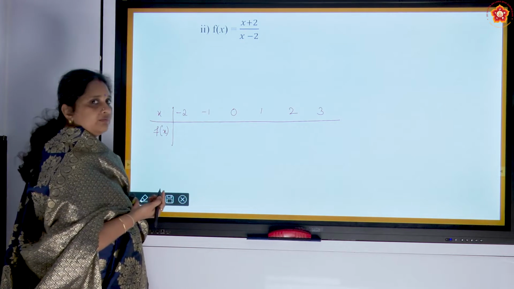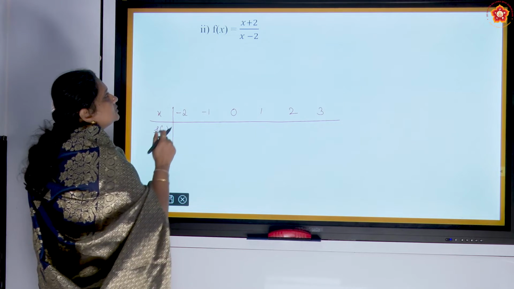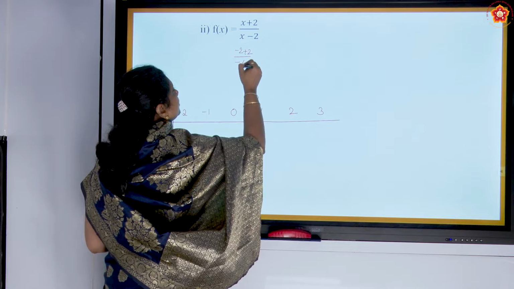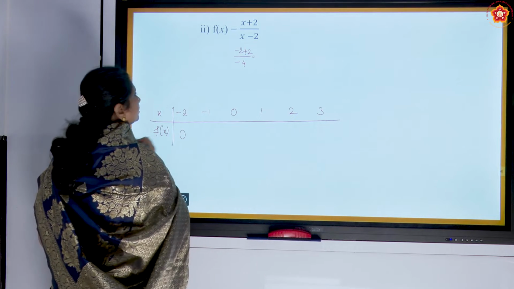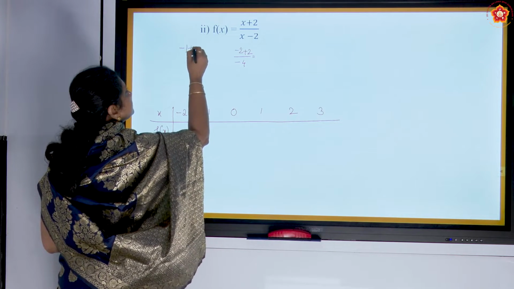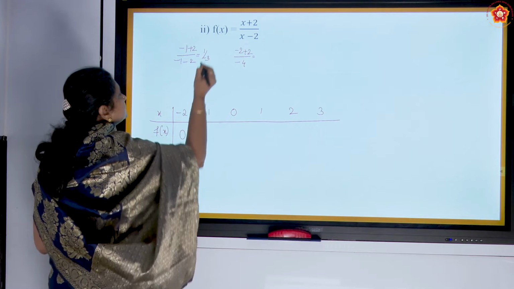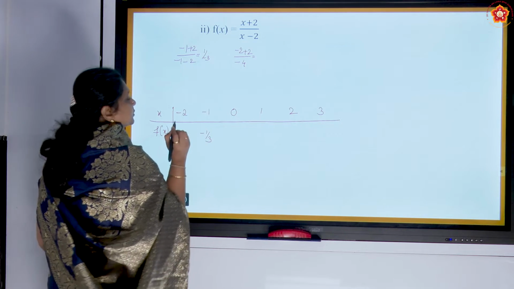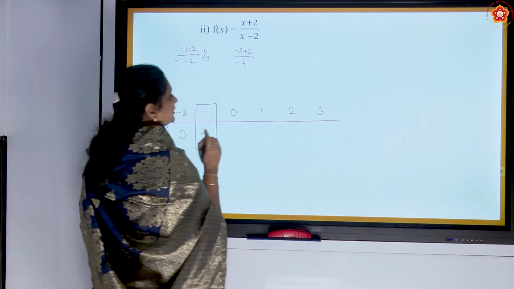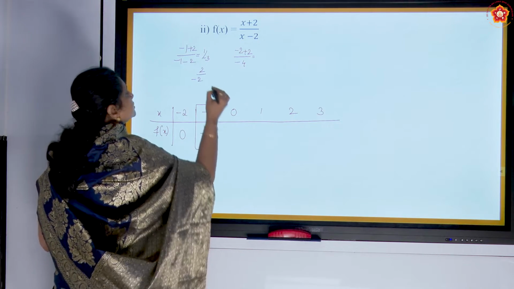Why am I taking so many values? You will get to know when I plot it. When x is minus 2, f of x is minus 2 plus 2 by minus 2 minus 2, so this is 0 by minus 4, it's 0. When I give minus 1, it will be minus 1 plus 2 by minus 1 minus 2, so this is 1 by minus 3, minus 1 by 3. This we will avoid plotting because it's a little difficult to plot such fractions on the graph. Now when I put 0, it's 2 by minus 2, it's minus 1.